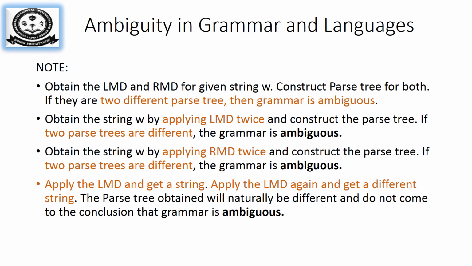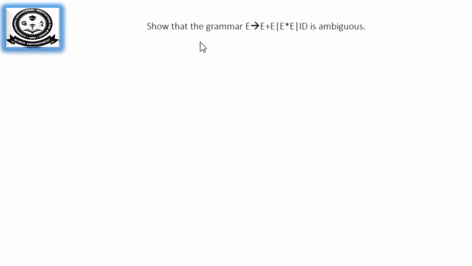Sometimes applying LMD to get a string, then applying LMD to get another string with a different parse tree, can also be considered ambiguous. The parse tree obtained will naturally be different for each and every string. So now we have to show this grammar is ambiguous. We have not been given any string, so we will choose the string.